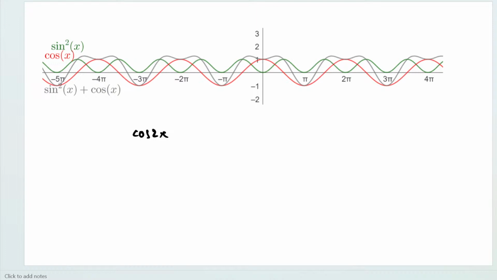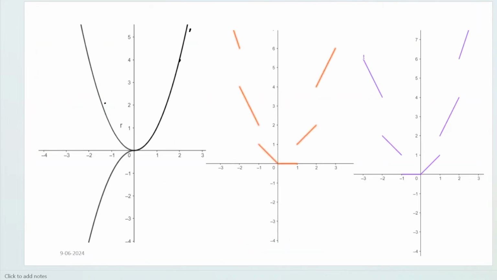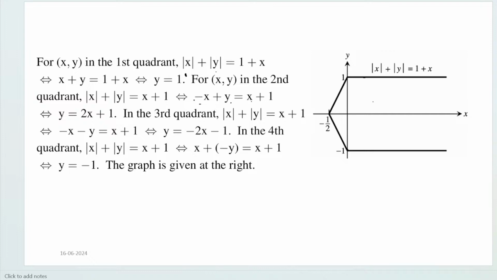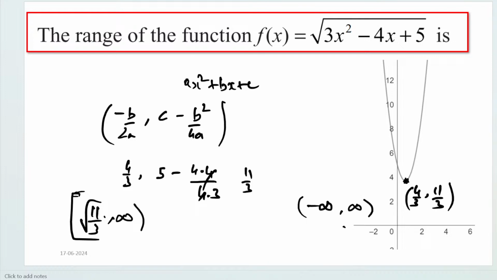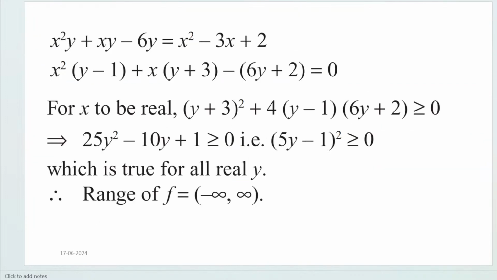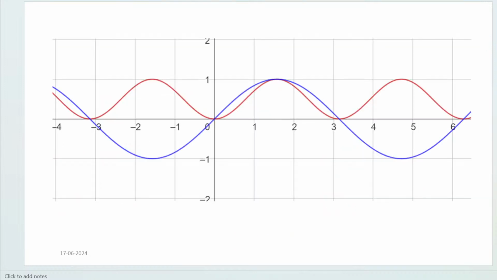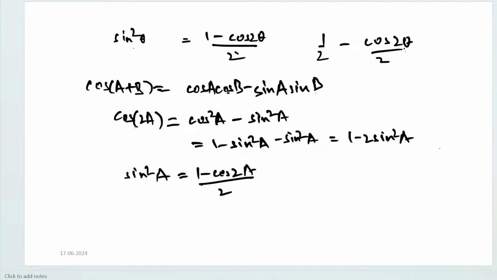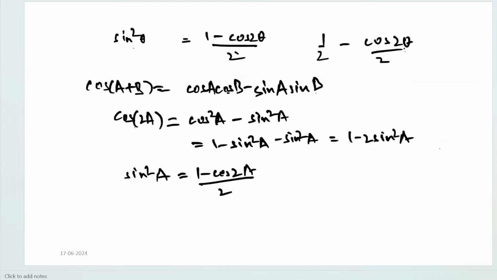I'll show you the slide. Yesterday we discussed sin square x, some previous problem we discussed. Ah, this one. You remember this one? We discussed it like this. We discussed two methods. One is the graphical way, another is the trigonometric way.